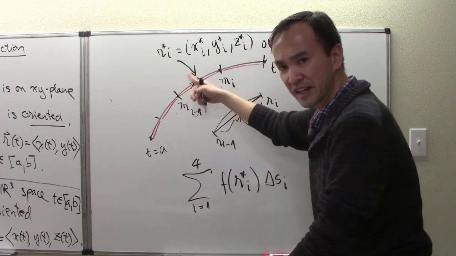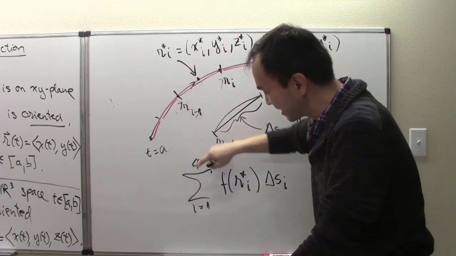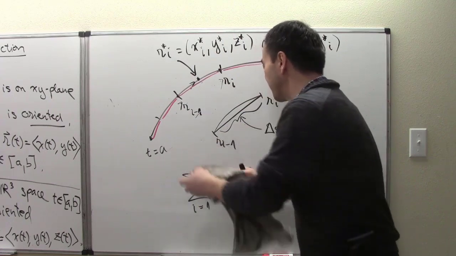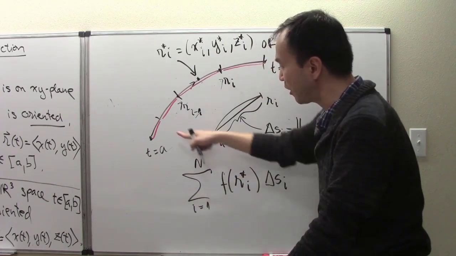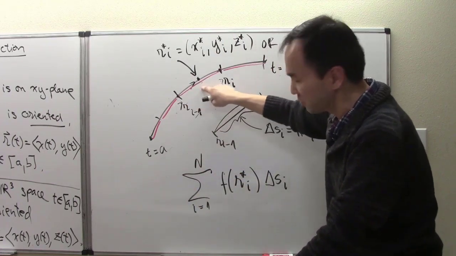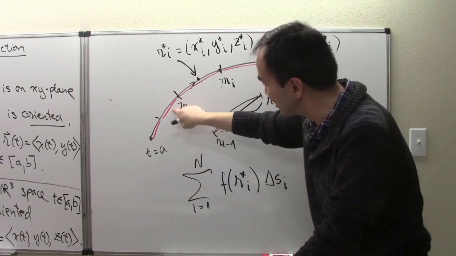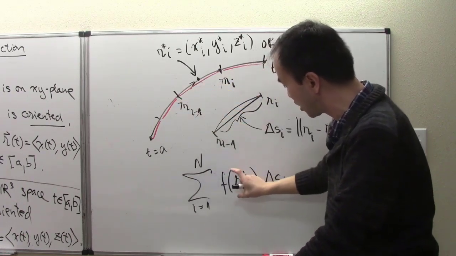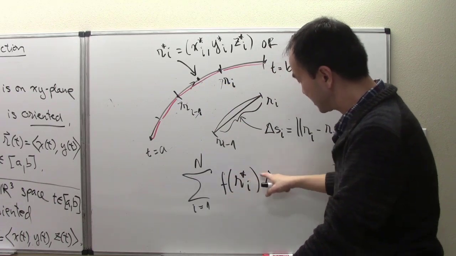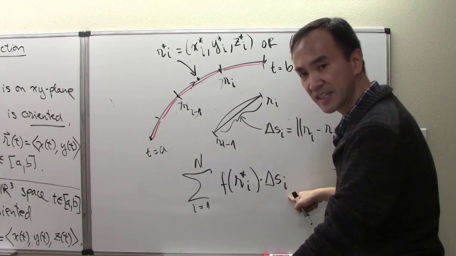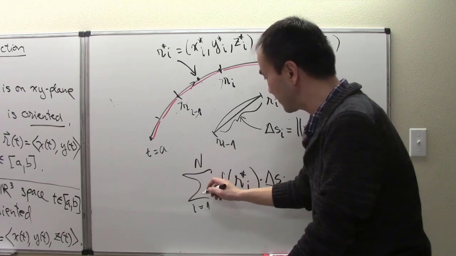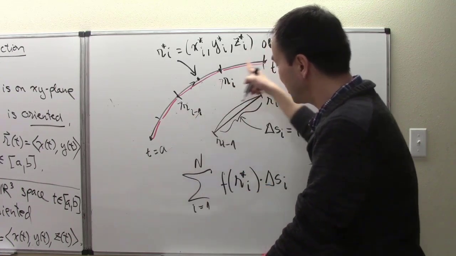But if you're breaking it down into n sub-intervals, and you sum all of those, then on each little portion right here, you have to take f of r sub i multiplied by delta s sub i. And then we sum all of those from beginning to end.